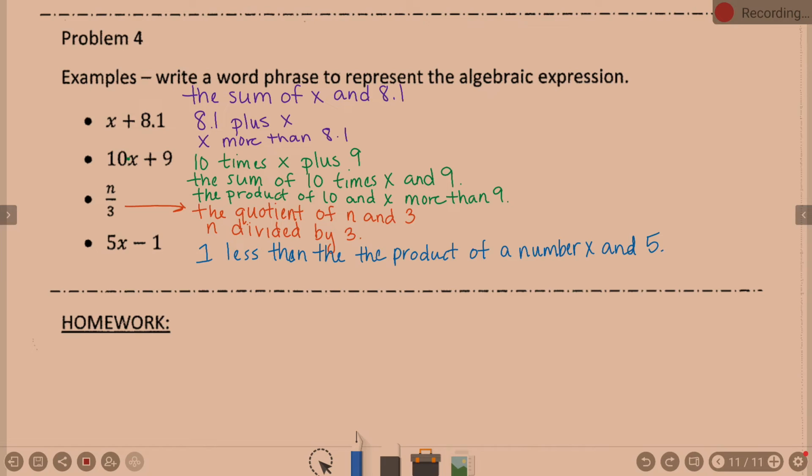Do you have to get that fancy with it? No. What if I just read this left to right? What are 5 and x doing? 5 times x. What's this sign? Well, you could say 1 less than that, but I'm just going to say, could I just say minus 1? You don't have to get fancy.